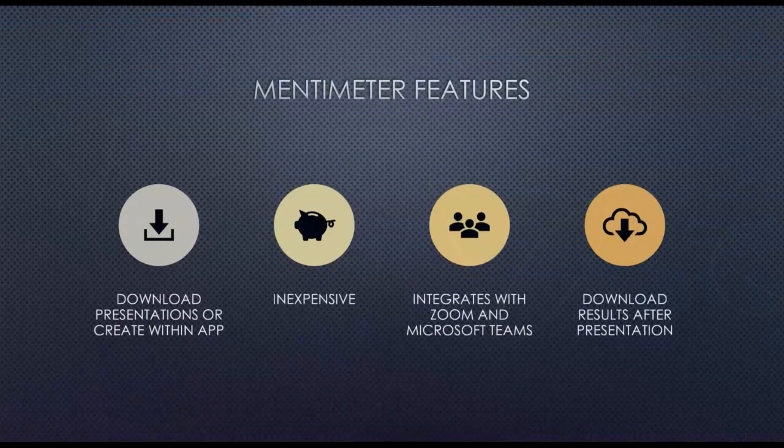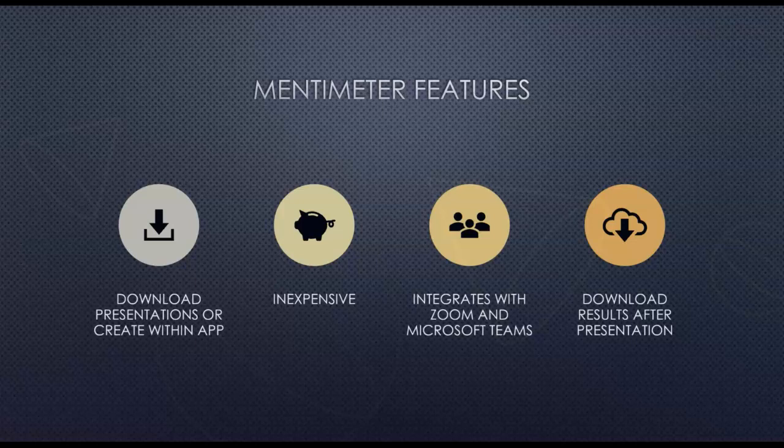Some of the features that I like about Mentimeter is that you can either upload your own presentation that you created through PowerPoint or through Google Docs, or you can create your own presentation within the app or on the website. Mentimeter is relatively inexpensive. You can actually create a basic poll with a few questions for free, and the cost can range from free to $25 depending on how much access you want to all the different properties of this particular app.